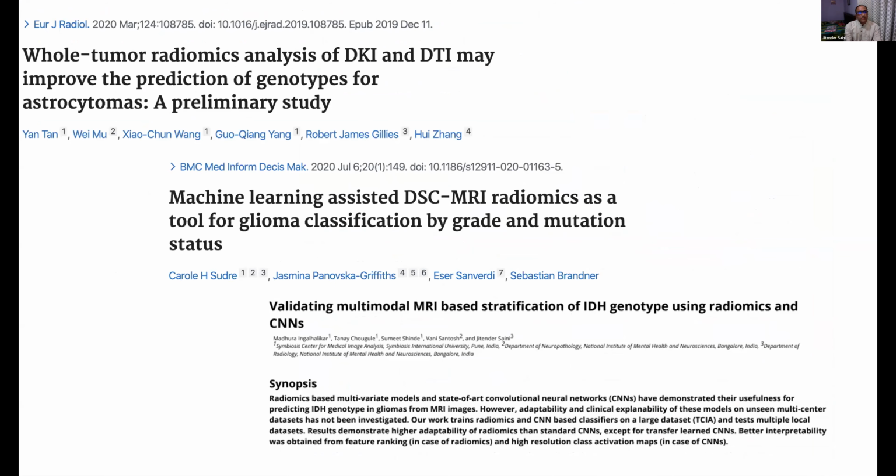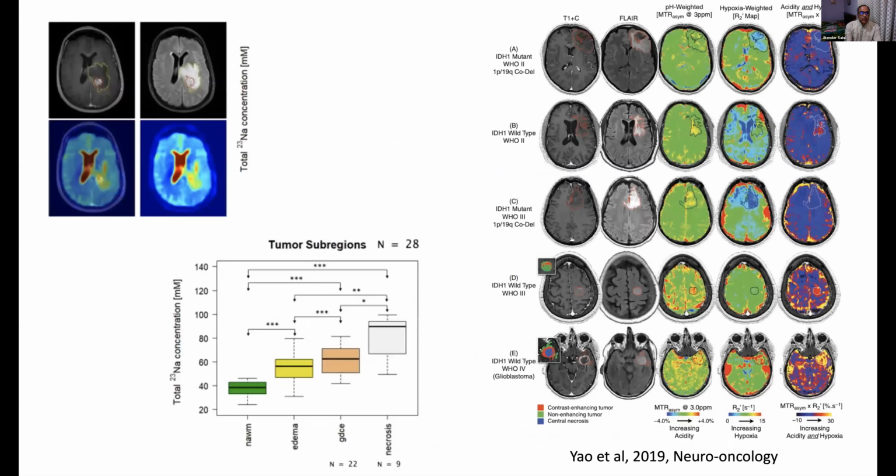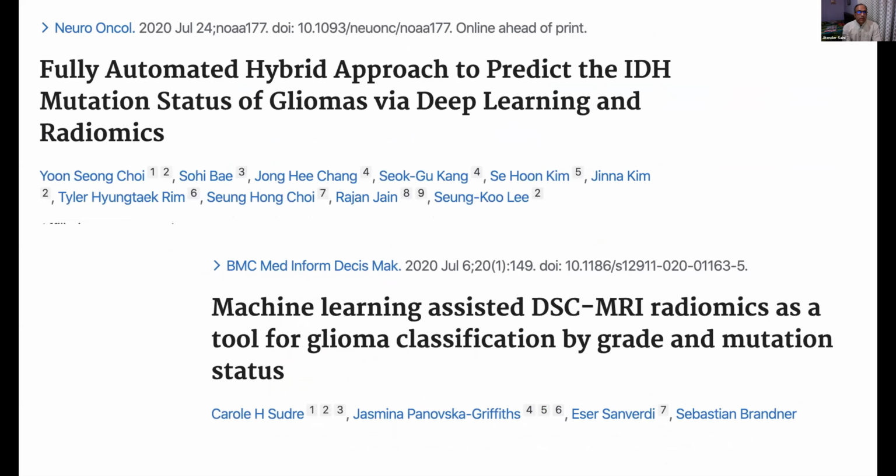Apart from that, a lot of studies are using radiomics, DTI, DKI, as well as perfusion scans, and using artificial intelligence methods along with radiomics for characterization of these particular tumors. And newer methods like CEST MRI as well as sodium imaging are also being used to characterize mutations within brain tumors. And automated pipelines are being developed which can predict the IDH or 1p19q codeletions using deep learning and radiomics.